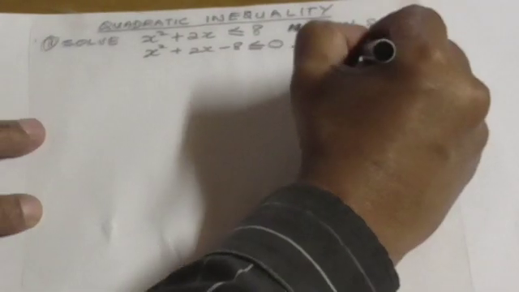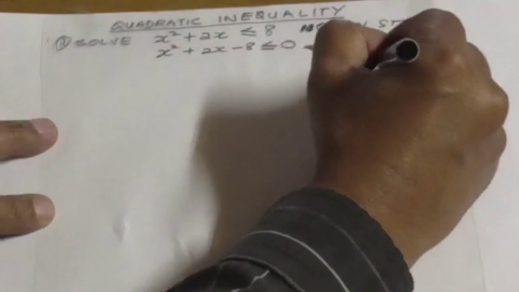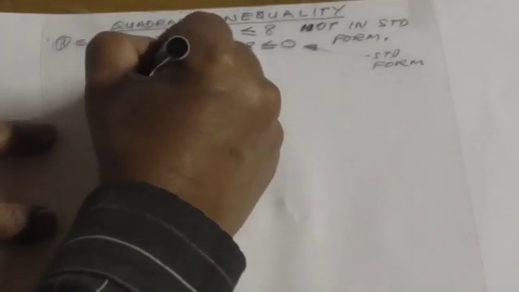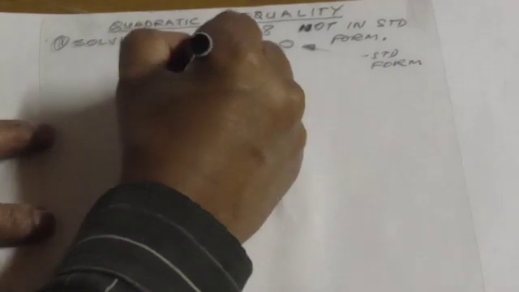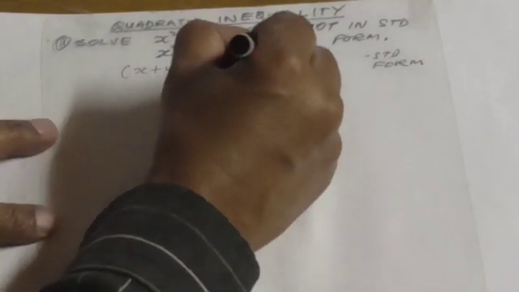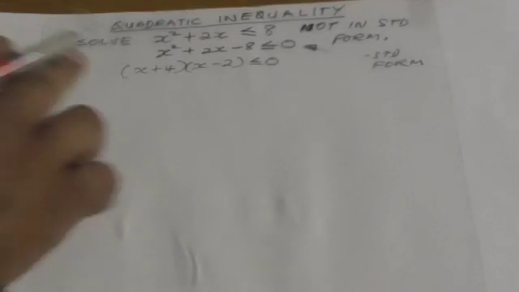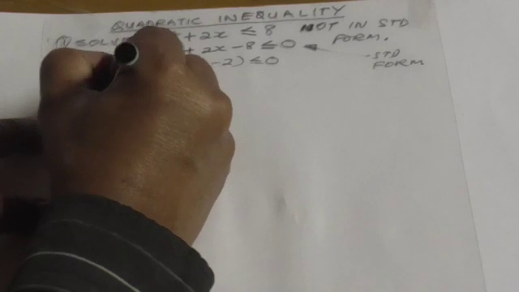Now it is in standard form, you have to factorize. So you will factorize (x plus 4)(x minus 2) is less than or equal to 0. So you got to know your quadratic factorization very well. You have that. Now you will find what are called critical values.